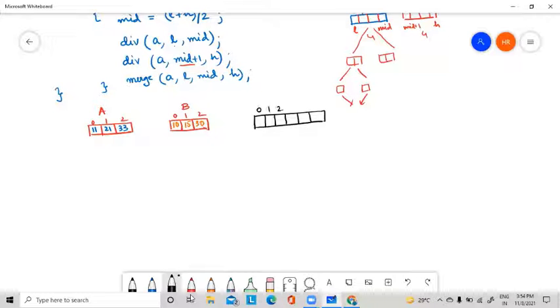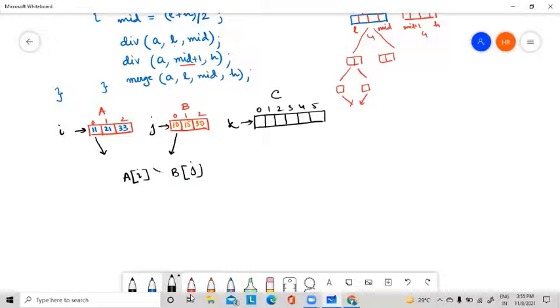Indices 0 1 2 3 4 5, six elements. Let us assume this is C. So what I will do, I will compare the first element of A with the first element of B, then the smallest one will be copied into C. I am using one index variable I for A, another index variable J for B, and another index variable K for C. So A of I will be compared with B of J, correct?